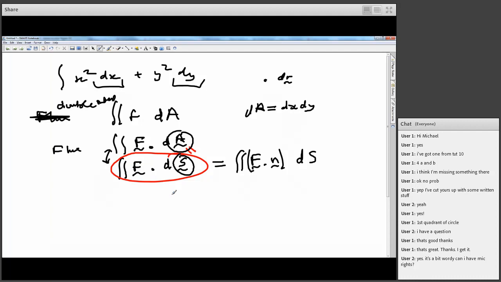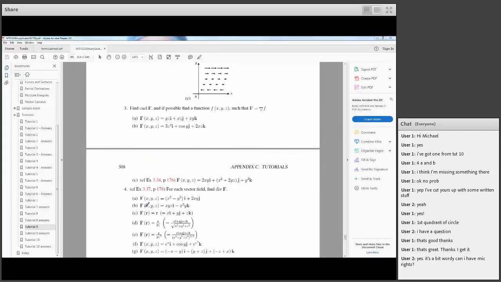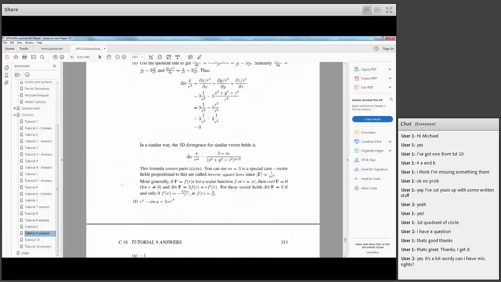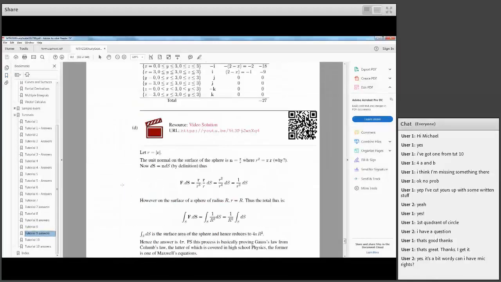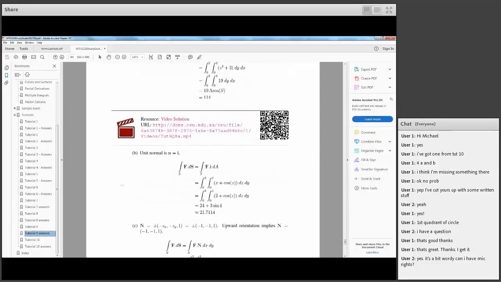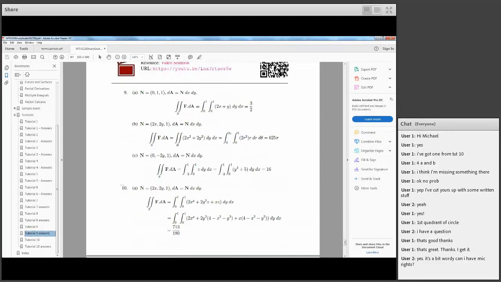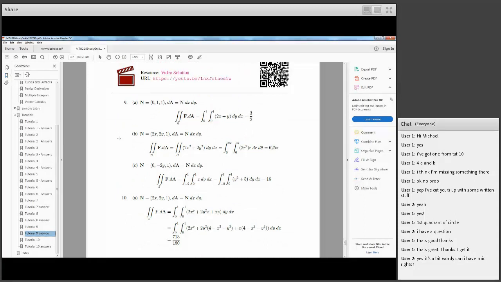Somewhat. I'm happy to know that they're the same thing, basically. But then I've got an issue where in the answers to tutorial 9.9, it requires just a regular normal vector, whereas previously in the other flux questions I had to find the unit normal vector. I thought that was the difference between A and S, but now I don't know.